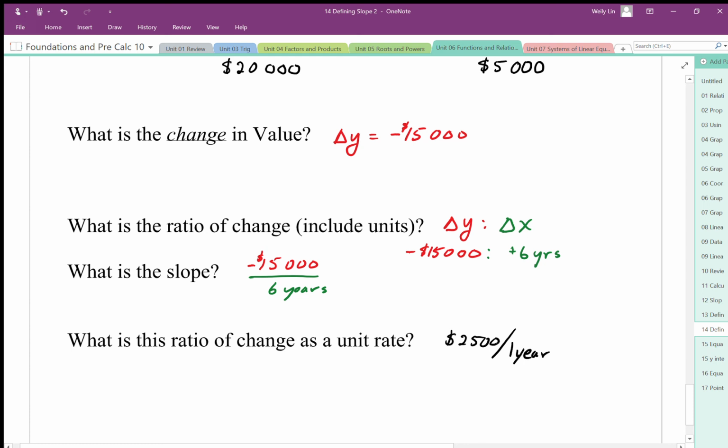Okay, and again, there's always two numbers in a ratio. When we write down 2,500 as our slope, we have to always remember that the other number being compared to is 1. So when we talk about a one number ratio or one number slope, the other number is always 1.